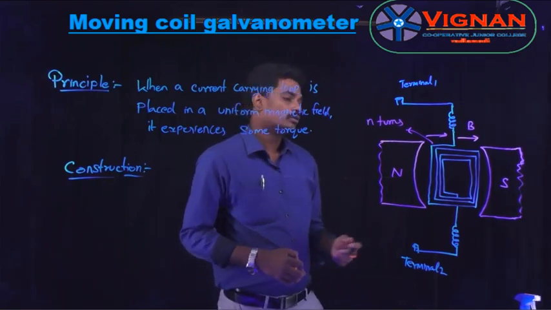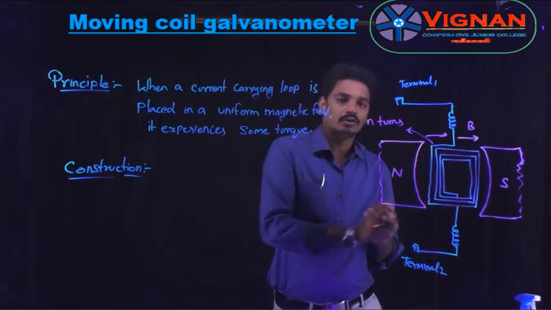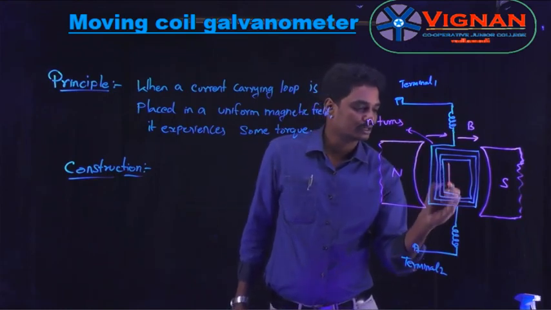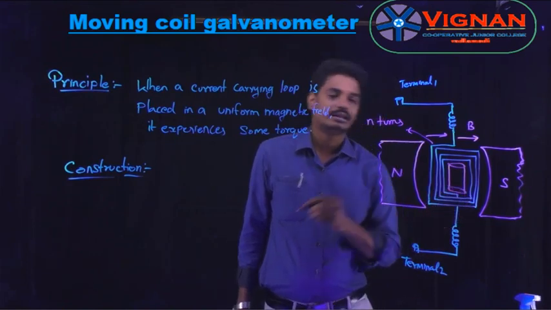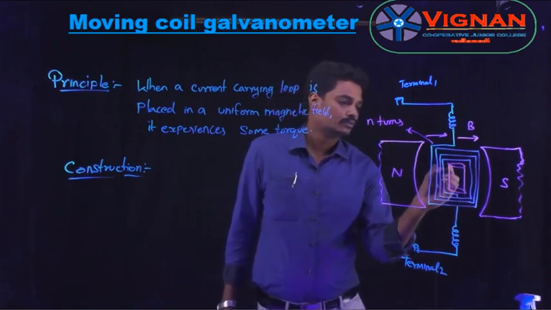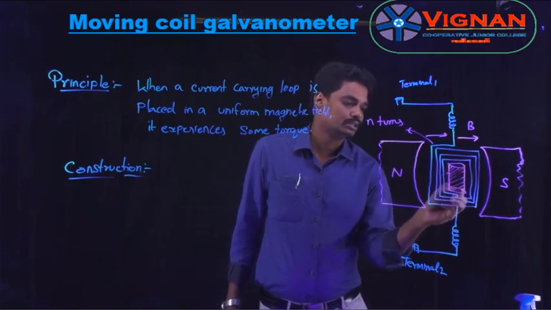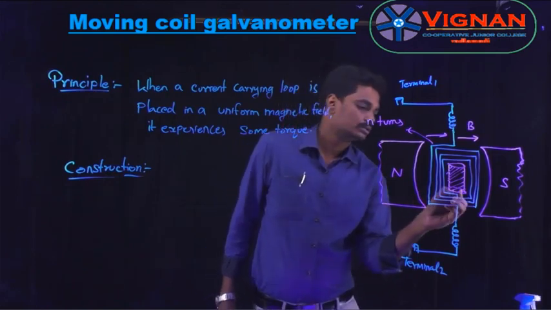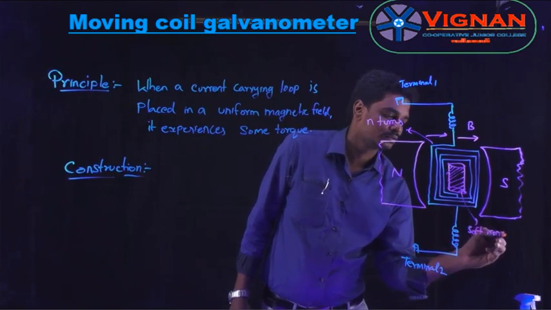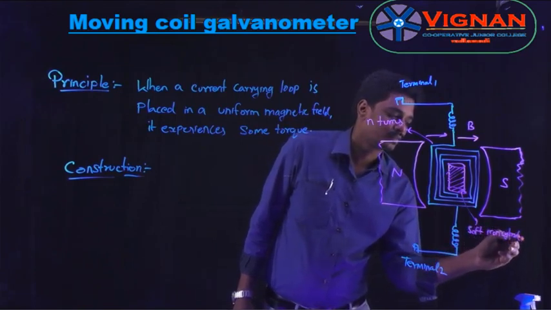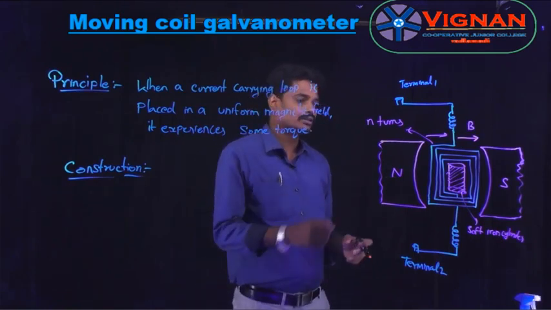Now inside this rectangular loop, a soft iron core cylinder is placed, like this. I am indicating horizontal lines so that you can easily understand. So this is the soft iron cylinder.